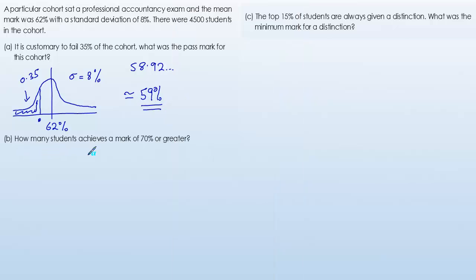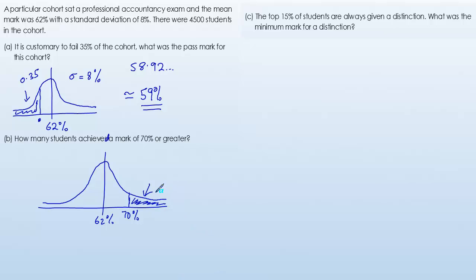How many students achieved a pass mark of 70% or greater? This should be achieved, not achieves. I've changed that in the notes. So, what we're now after, so we know this is 62% and 70% is here. So at least initially here we want the probability down here.